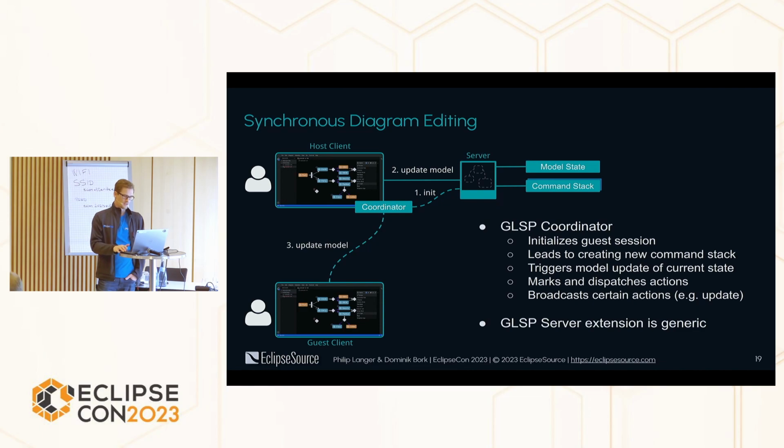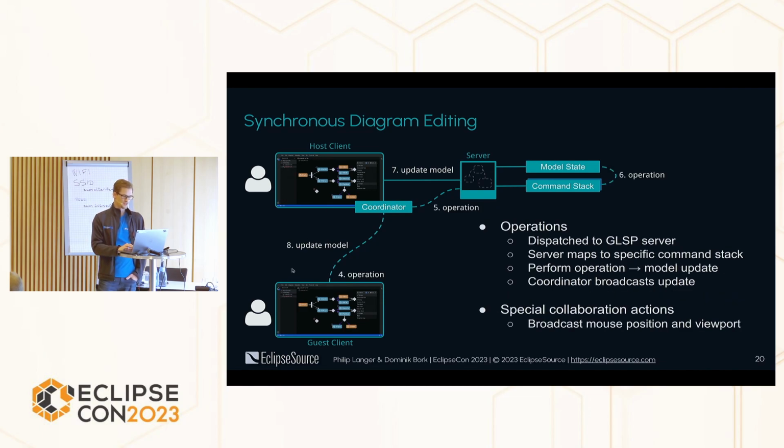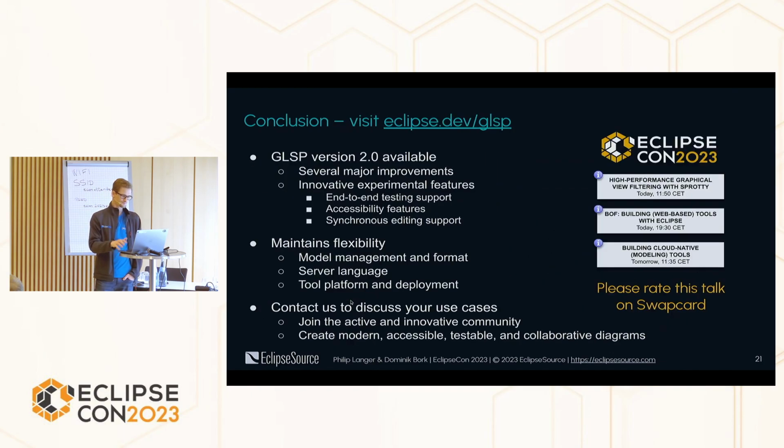Of course, if there is then some change, so for instance, the guest applies a change, this is then sent to the coordinator. The coordinator sends this operation to the right command stack, applies the change to the model state. Then there is an update model, which is then updating the host. But the coordinator knows, update model, I have to broadcast to all guests, so this will then also be updated to the guest again. And this is how this is essentially implemented.